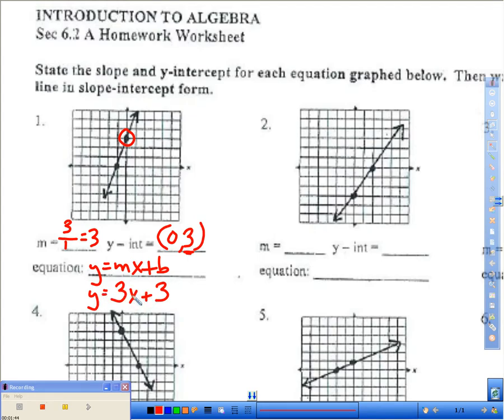3x plus 3. So anytime we want to write the equation of a line, we need to know the slope of the line and the y-intercept of the line. So number 1, that would be the answer. Well, number 2 is the same thing. We need to find the slope first.